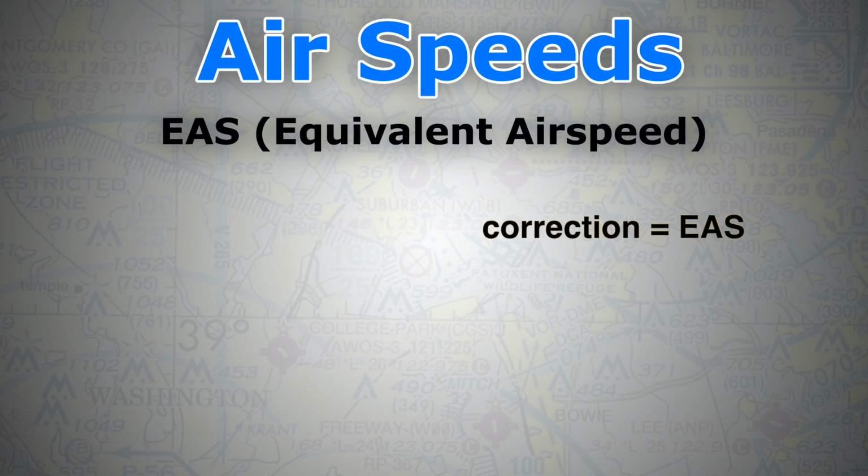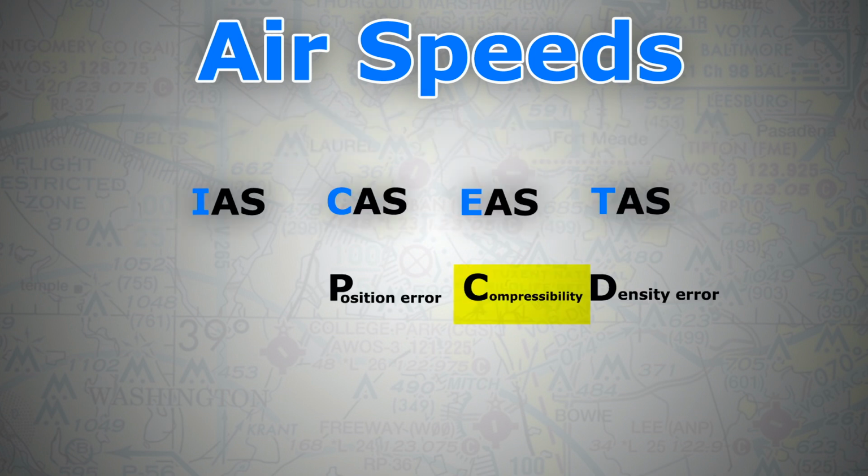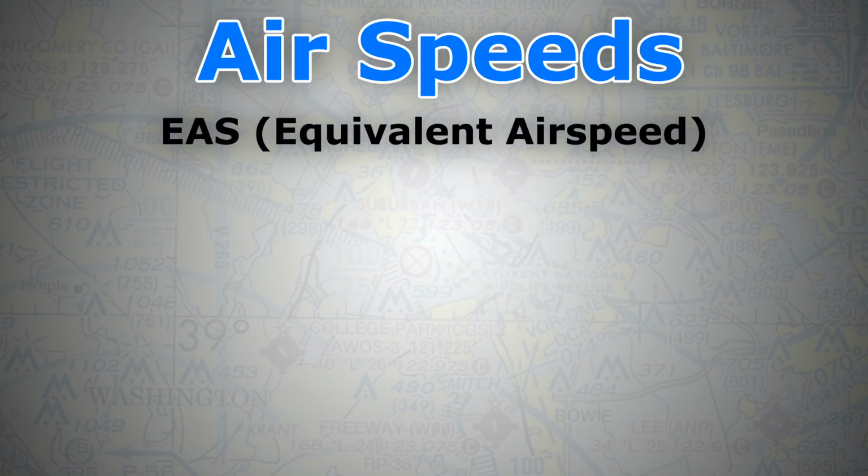Now, before we move on to the TAS or true airspeed, please keep in mind that these two, calibrated airspeed and equivalent airspeed, are not usually used or needed directly by pilots. You may think of them as two bridges to move from indicated airspeed to true airspeed, which are more important to us.